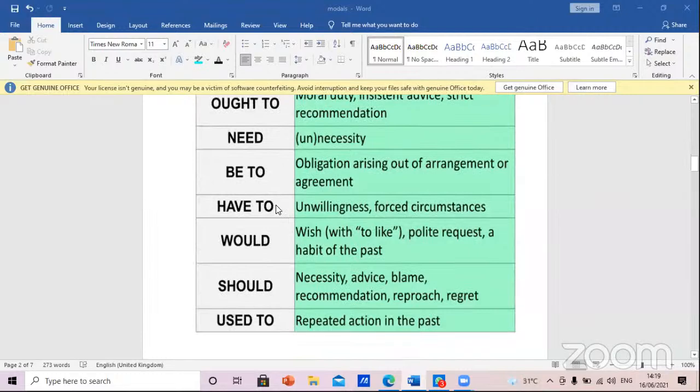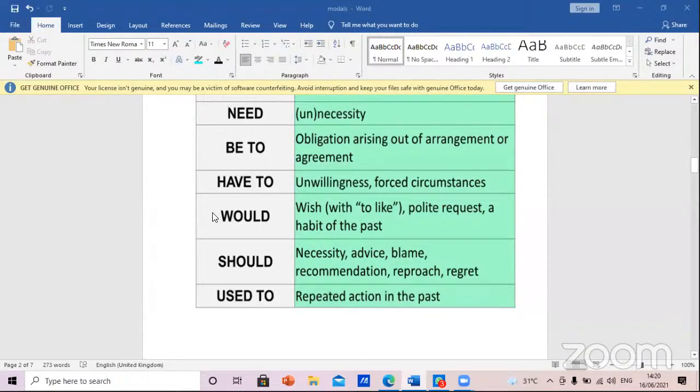Have to means whether we like it or not, we have to do this. Unwillingness, forced circumstances. Most of the time we will be asked to do that. You have to study, you have to do that, you have to go there. No one is going to worry about your like or dislike, but you have to do that.